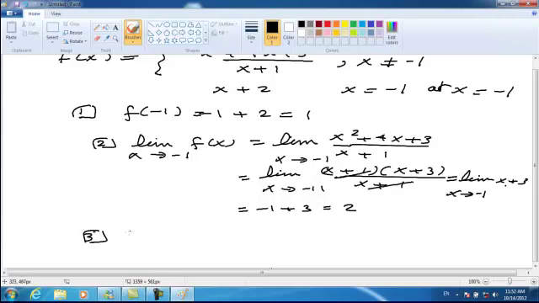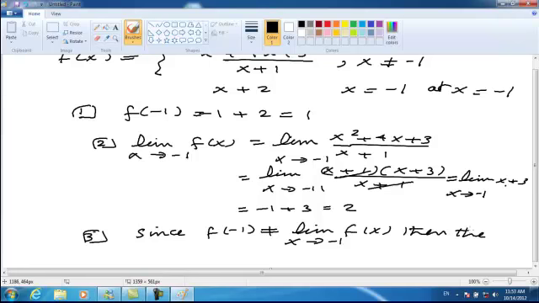Condition 3, since f of minus 1 does not equal the limit of f of x as x tends to minus 1, then the function is not continuous at x equal minus 1.